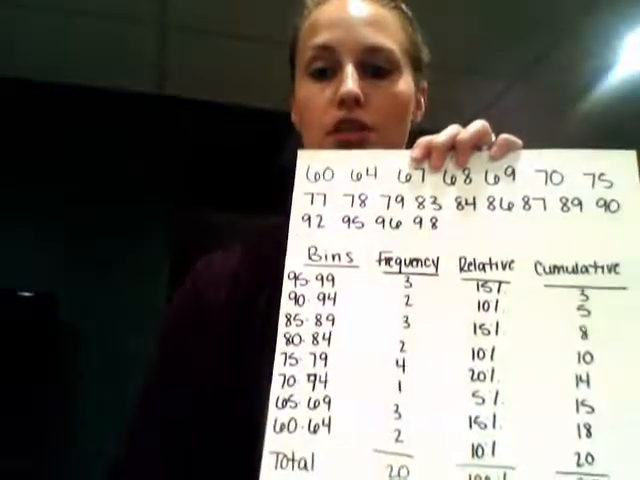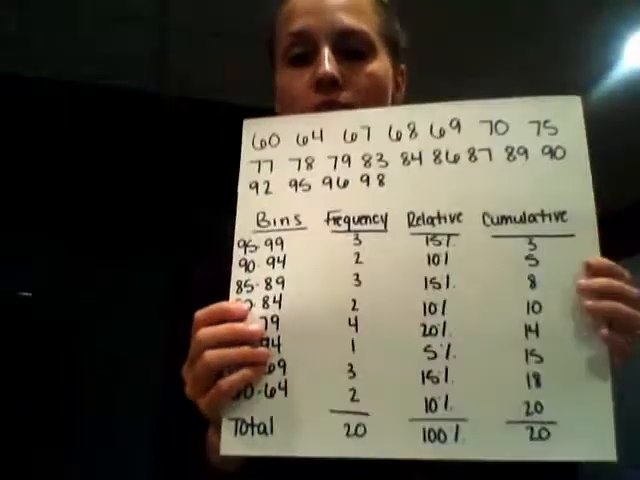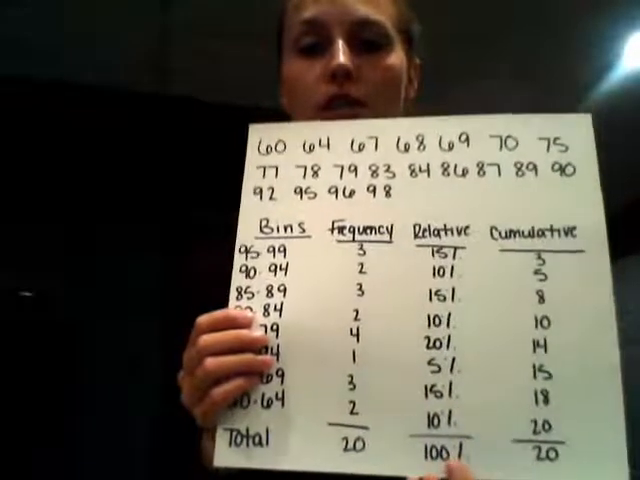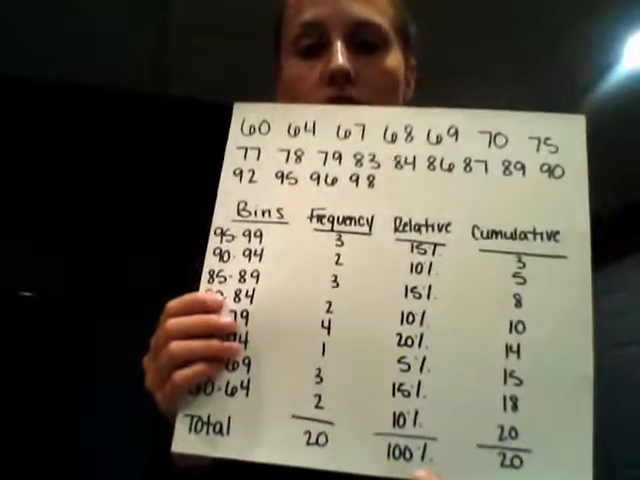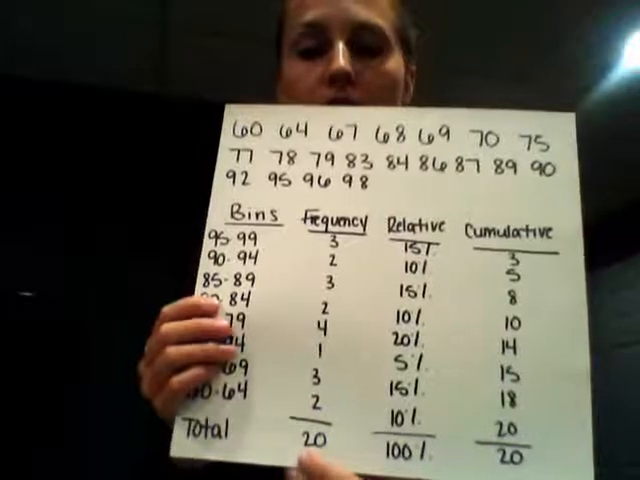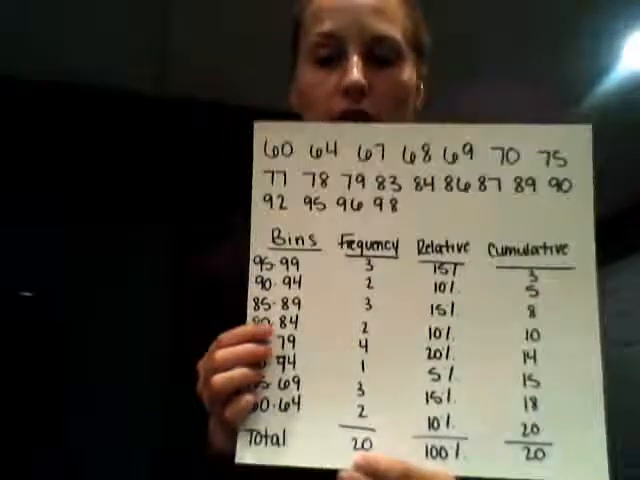And once again, when you're done, your total should equal 20. Your relative frequency should equal 100%. And the frequency for that specific category should also equal 20.